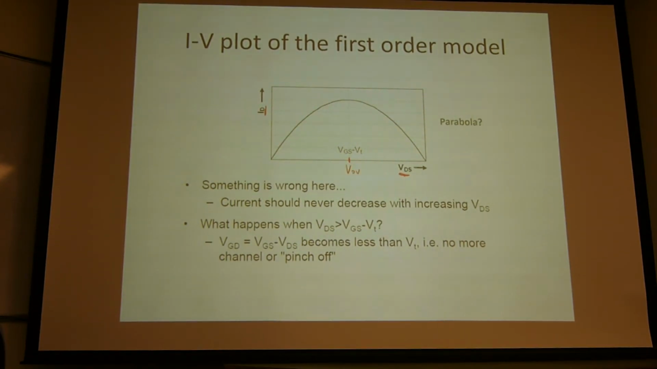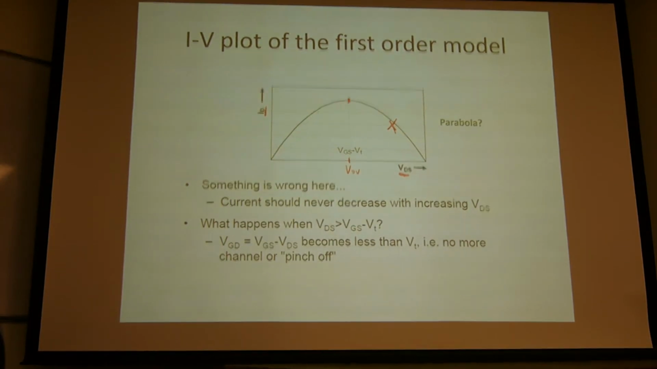So this is not true, right? Because as the drain voltage increases, current should not decrease. So this part is not true. This is where we enter the saturation region. So we cannot use that equation anymore once we reach here. This is when VGS minus VT equals VDS. So at this moment, we say that the pinch-off happened.